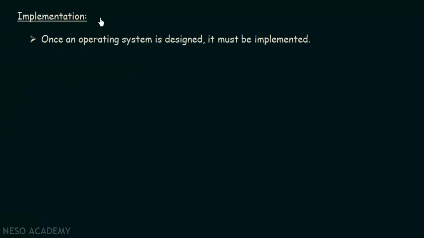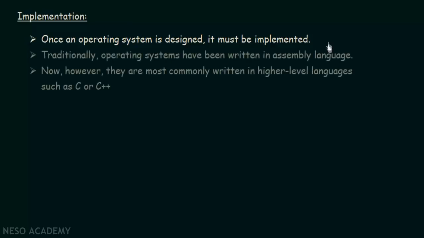So coming to the implementation, once an operating system is designed, it must be implemented. Of course, it must be implemented for it to work. Now, traditionally, operating systems have been written in assembly languages. So the first operating systems were mainly written in assembly languages. If you have used or studied assembly languages, you know that it is not very easy to write them. It is long and complicated.